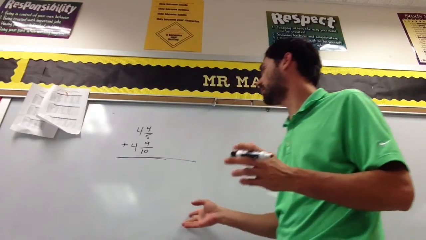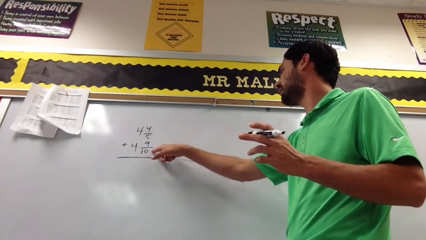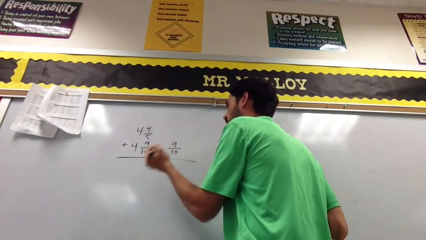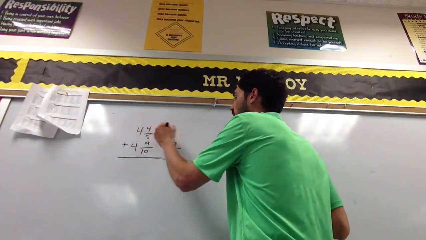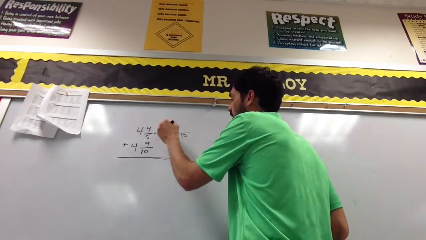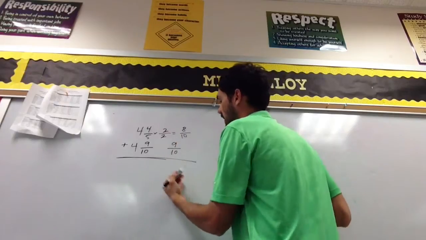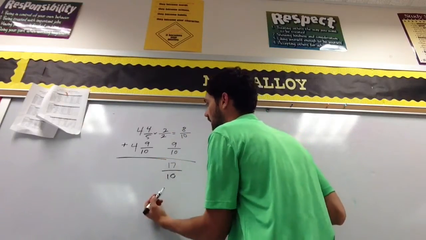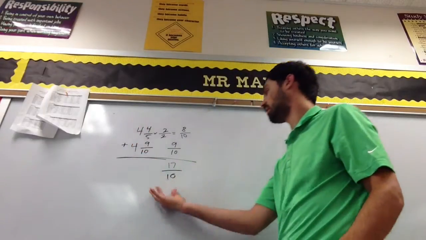So I need to find a common denominator. I know that 5 can go into 10, so 10 would be a good common denominator. So this would stay 9/10. And 5 times what gives me the 10? 5 times 2. And that's 8. Denominator stays the same. 9 and 8 is 17. Okay? So I do that part.